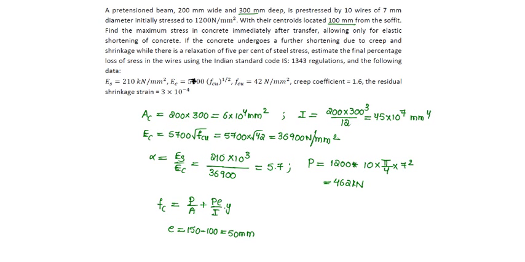So the stress in concrete at the level of steel will be equal to P is 462 into 10 power 3 to convert into Newton, by cross section area is 6 into 10 power 4 plus P is 462 into 10 power 3 in Newton into eccentricity is 50 mm, by I is 45 into 10 power 7 into Y is also 50 mm, distance from neutral axis to the location of the wires, that is same as E. So this will be equal to 10.3 Newton per mm square. This is loss of stress.